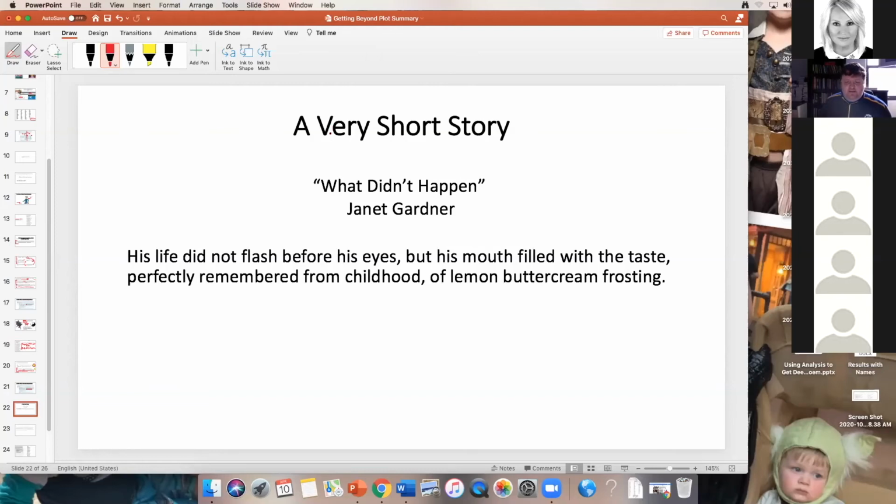Let's try one together. This is an entire short story. It's a very, very short story. It's called a hint fiction short story. I think it has to be fewer than 25 words. It's called What Didn't Happen by Janet Gardner, and it says, his life did not flash before his eyes, but his mouth filled with the taste, perfectly remembered from childhood, of lemon buttercream frosting.